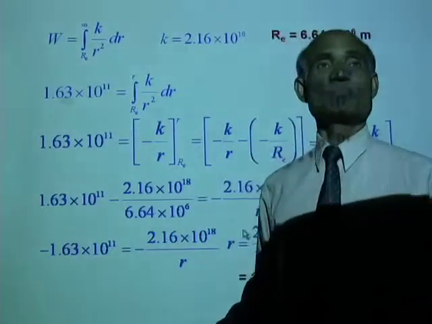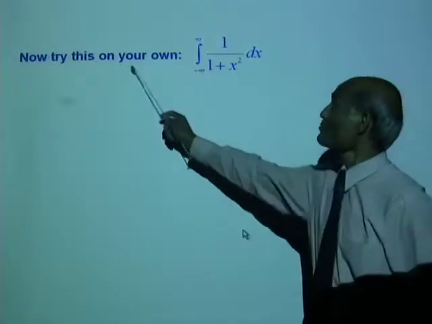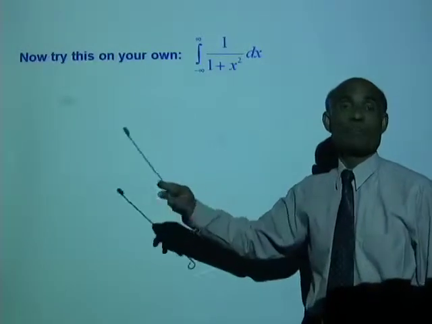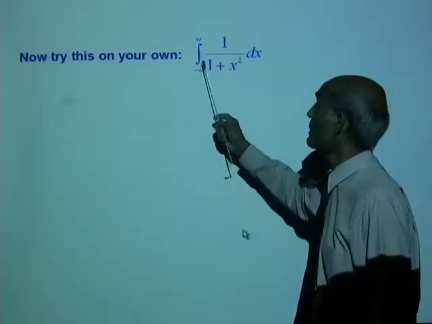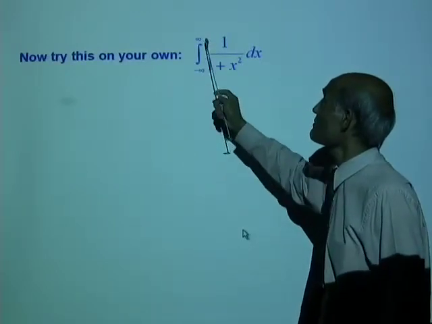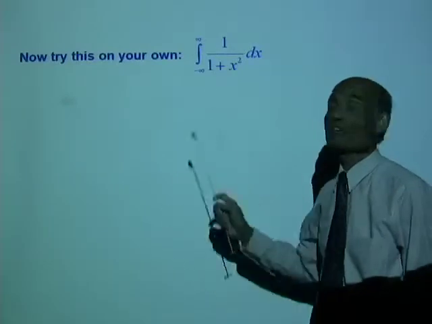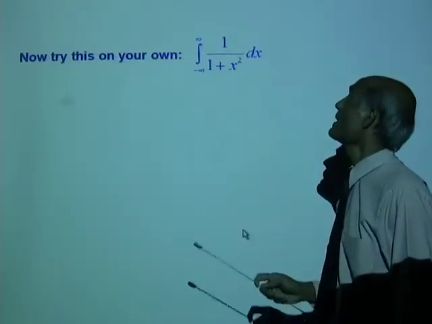All right. Now, I want you to try this on your own. We have practiced a lot of exercises in this class for improper integral. Integral negative infinity to positive infinity, 1 over 1 plus x squared.